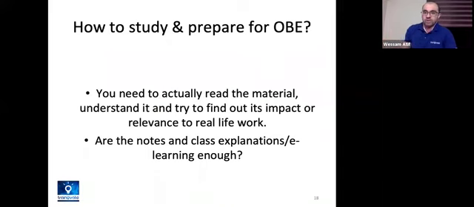This is not going to work, and it's not going to benefit you in the long run. So if you're paying money to be educated, try to get the most benefit out of it. So you need to read the material during your study time. So now we are during the studying time, by the way. We're not yet on the examination day or on the examination week. So you need to actually read the material, understand it, and try to find out its impact or relevance to real life work. So try to think, how would this relate to my future career? Or how would this relate to my current job or to my workplace or to my business?